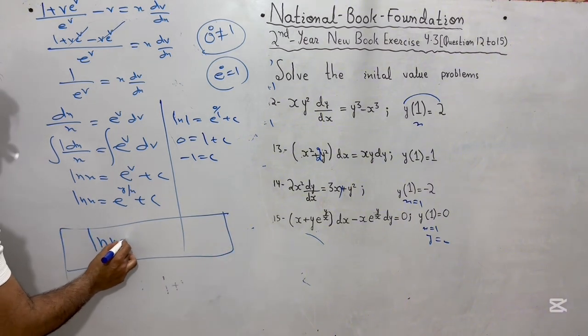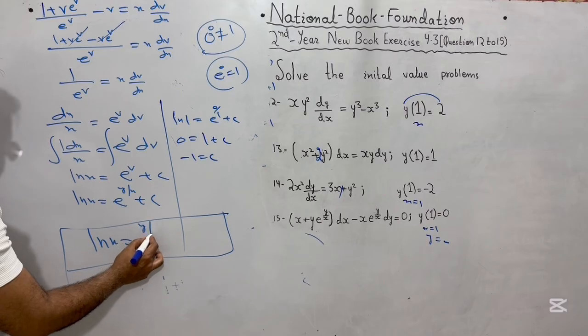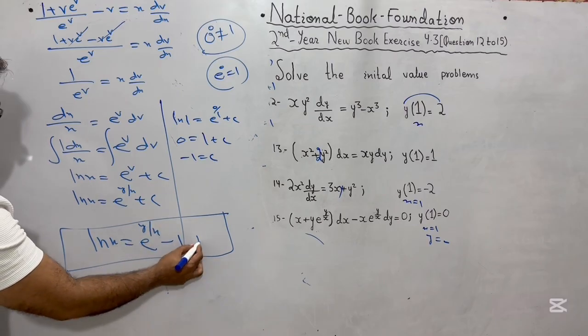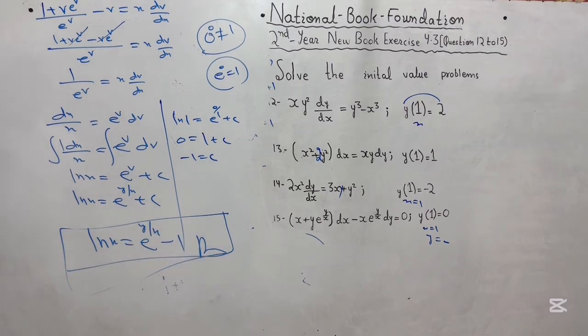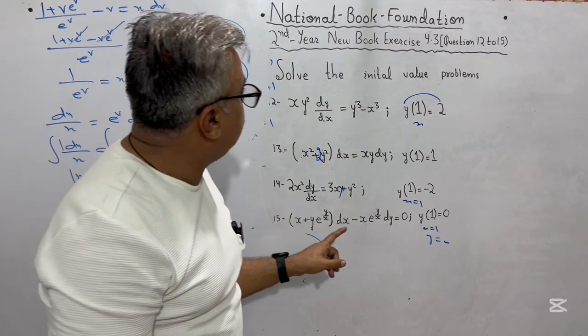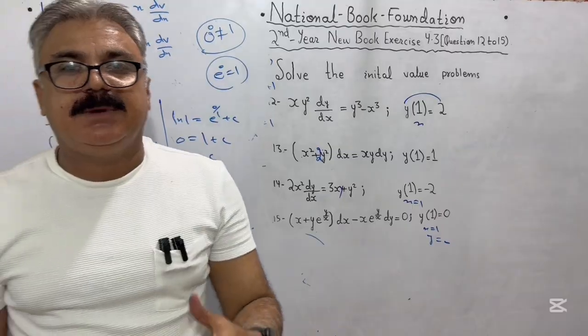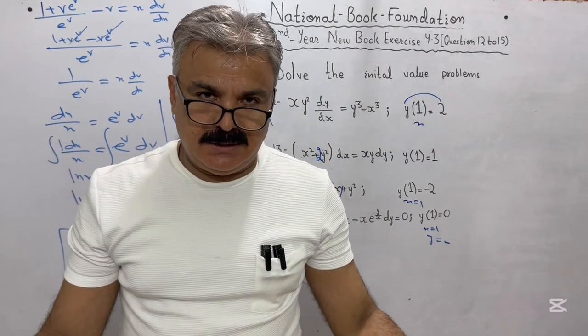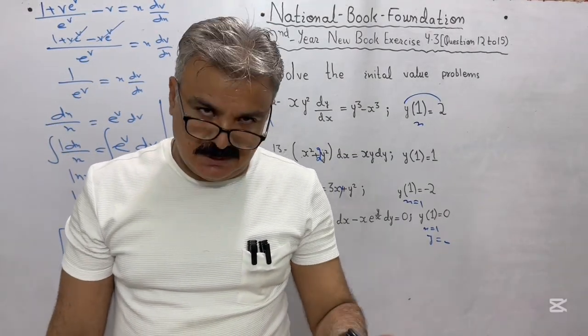And then ln x is equal to e raised to y over x, with c meaning minus 1. So we have just completed our exercise 4.3. The next are the pure applications of differential equations. Inshallah, we are going to get to them as well next.